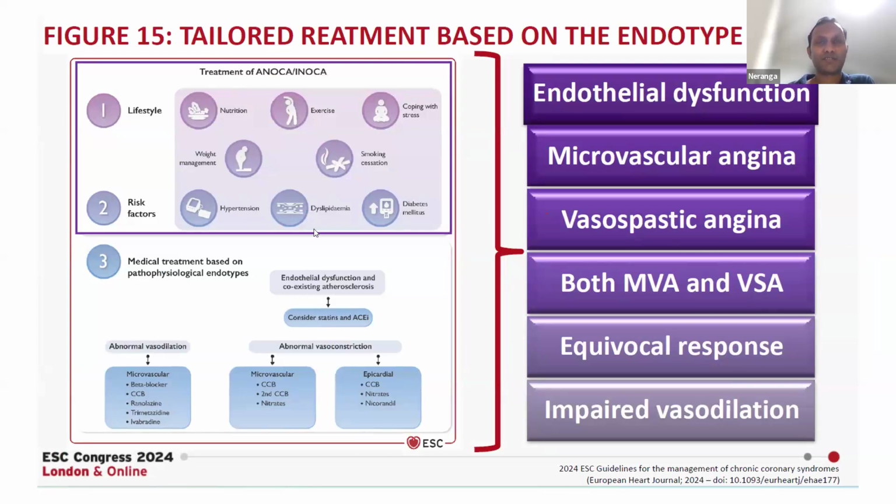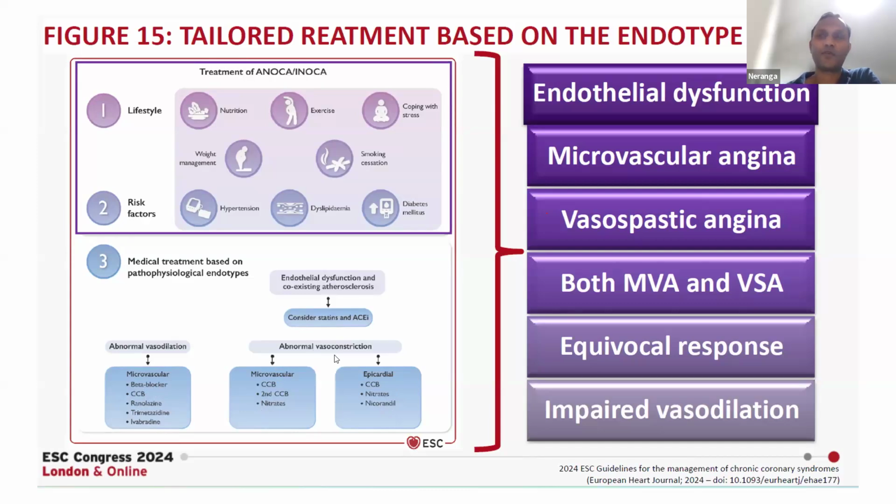If you take microvascular angina, you do an angiogram or CT coronary angiogram, and there is no obstruction. First, you have to consider statins and ACE inhibitors, and if abnormal vasodilatation is suspected, you can start beta blockers, calcium channel blockers, and ranolazine. And if abnormal vasoconstriction is suspected, epicardial, calcium channel blockers and nitrates are the preferred drugs. In microvascular, you can mainly use calcium channel blockers and nitrates.